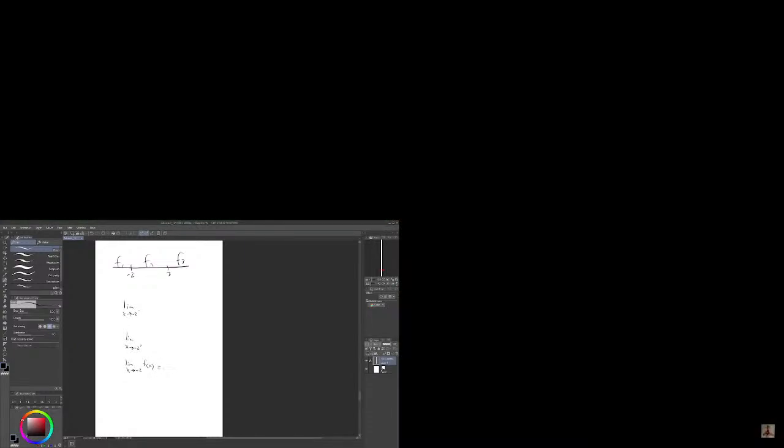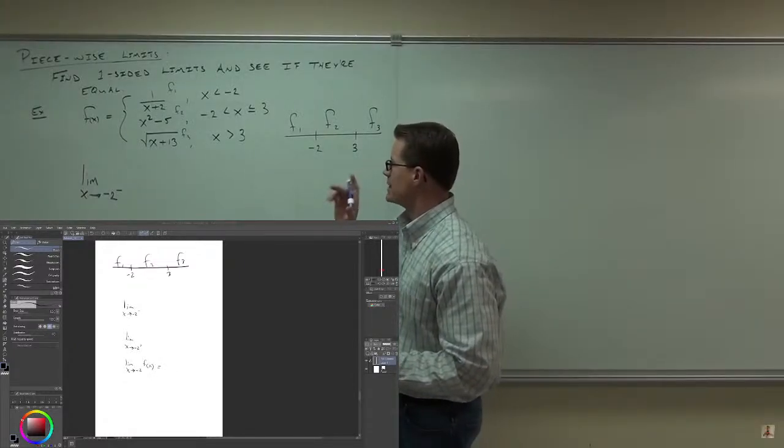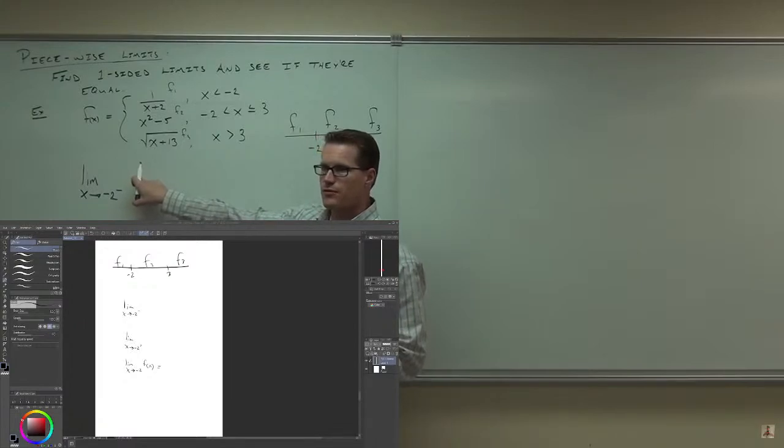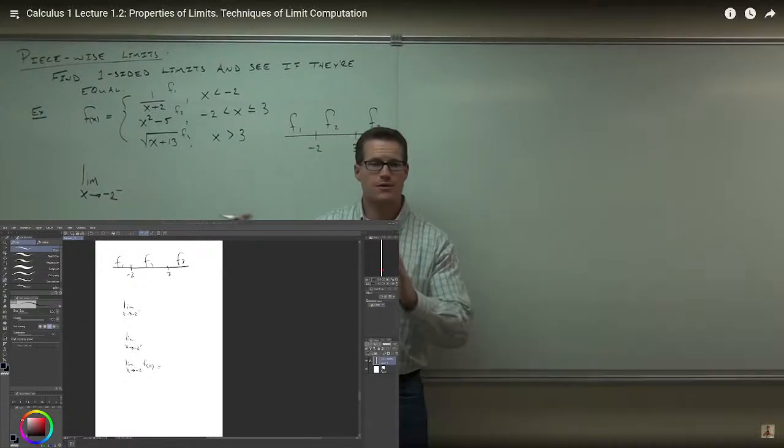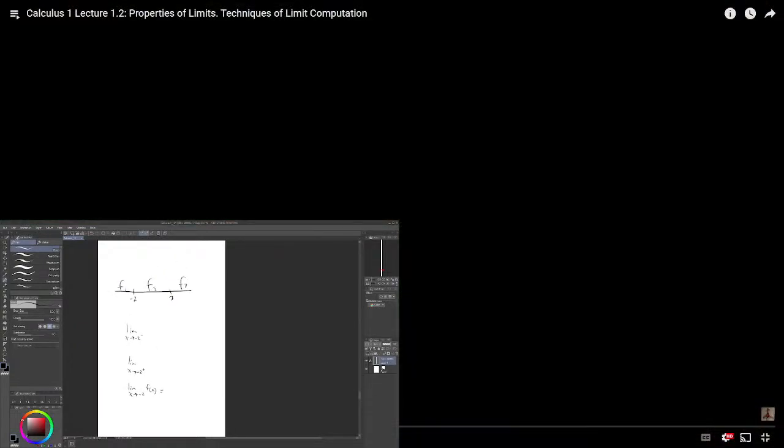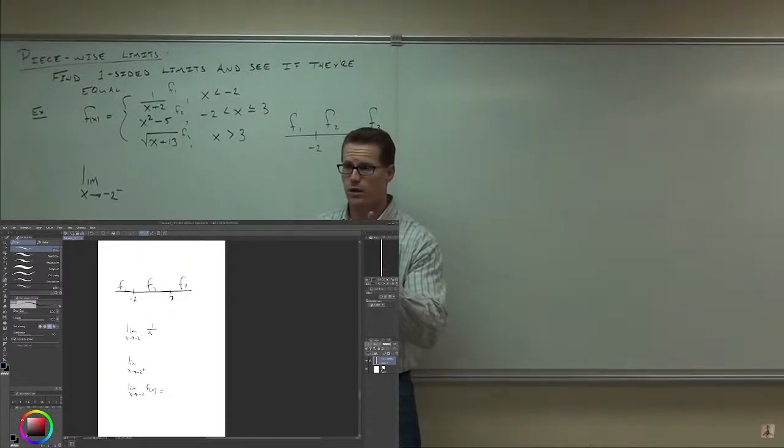Okay, so let's go ahead and try this. What's the specific function I'm going to use for this one? This is negative 2 from the left-hand side. You all said that was function 1. Well, what's function 1? 1 over x. Now write that.